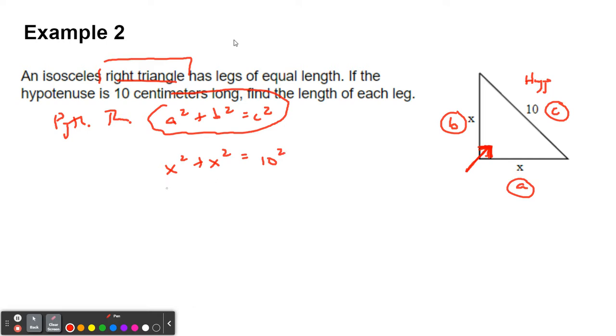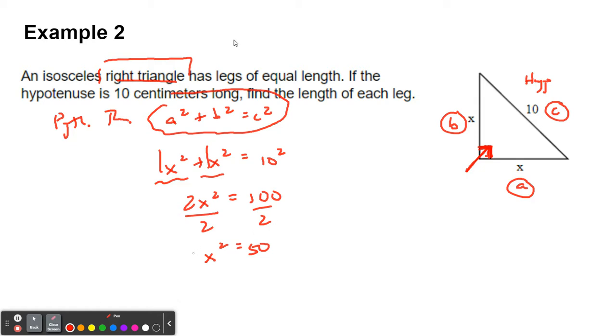Well, now we have like terms. So there's nothing to get rid of here. We just have to combine these like terms. This is a 1x squared and a 1x squared. 1x squared plus 1x squared is 2x squared. So 2x squared equals, and we do square the 10, and 10 squared is 100. So now I do have to get the x squared by itself. This 2 is multiplying with the x squared, so I have to divide by 2. And I get x squared equals 50.